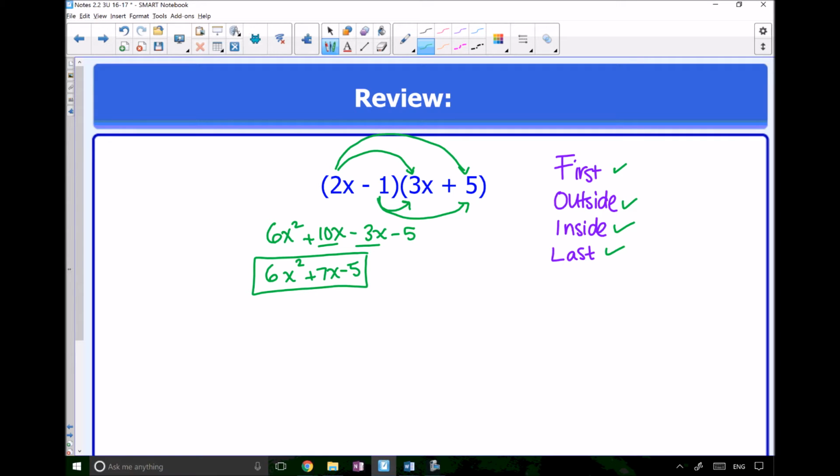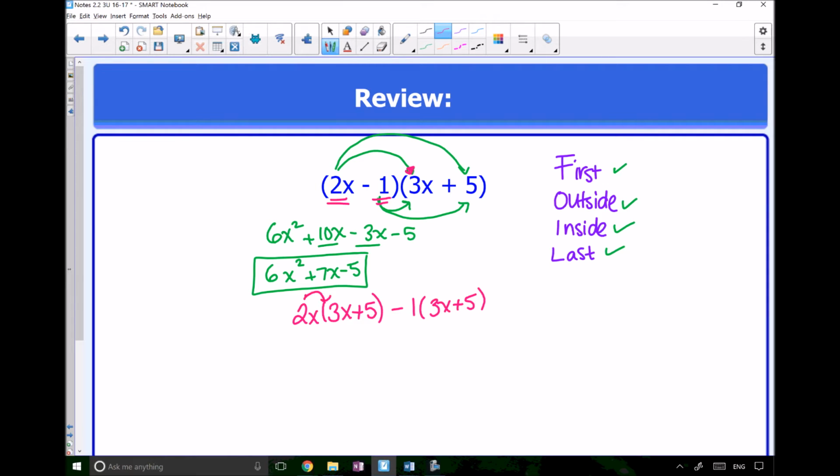Now, one thing I want you guys to realize is what you're doing essentially is you're just taking this 2x and you're multiplying it to the 3x and then again to the 5. So really what you're doing is you're taking 2x and multiplying it by 3x plus 5. So you are distributing. This is still the distributive property. But if you do it with the 2x, because it's in brackets, you also have to do it with the negative 1. So then you're going to multiply negative 1 also by 3x plus 5.